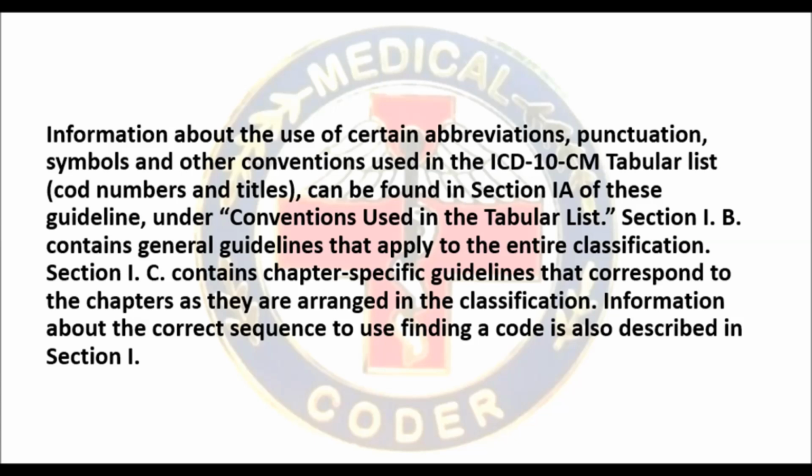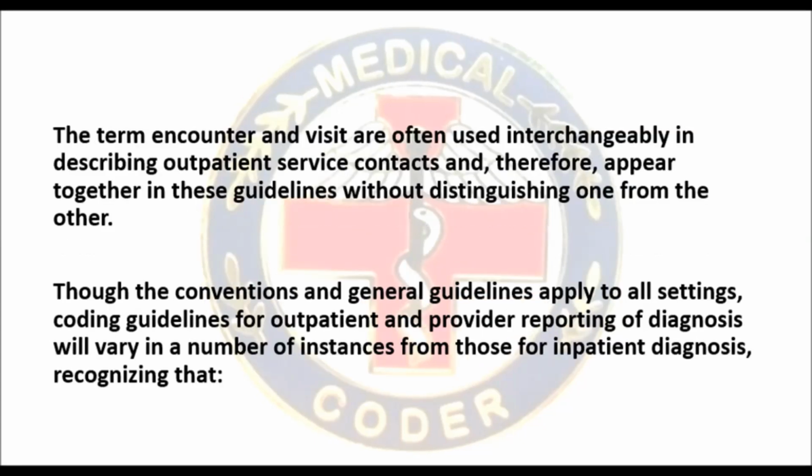Section 1B contains general guidelines that apply to the entire classification. Section 1C contains chapter-specific guidelines that correspond to the chapters as they are arranged in the classification. Information about the correct sequence to use in finding a code is also described in Section 1. The terms encounter and visit are often used interchangeably in describing outpatient service contacts and, therefore, appear together in these guidelines without distinguishing one from the other.